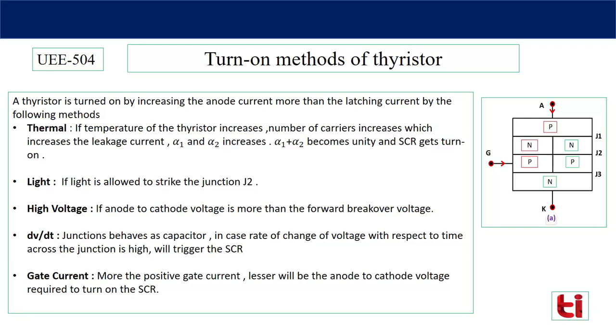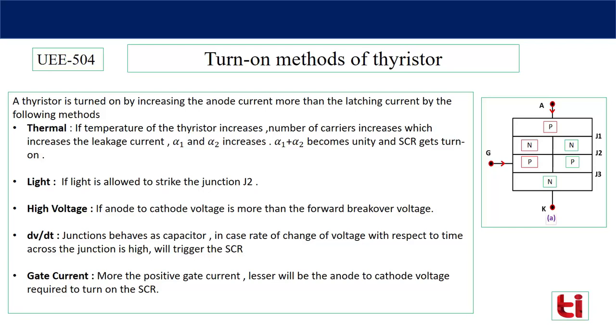Next, light triggering. If light is allowed to strike junction J2, just like a phototransistor, because of the bombardment of light on junction J2, more carriers will be liberated. And these carriers, just like in thermal triggering, will try to cross the junction and reduce the potential barrier. Ultimately, alpha 1 and alpha 2 will increase and the thyristor will turn on. This method is generally preferred whenever isolation between the driver circuit and the power circuit is required. And these thyristors are known as photothyristors.